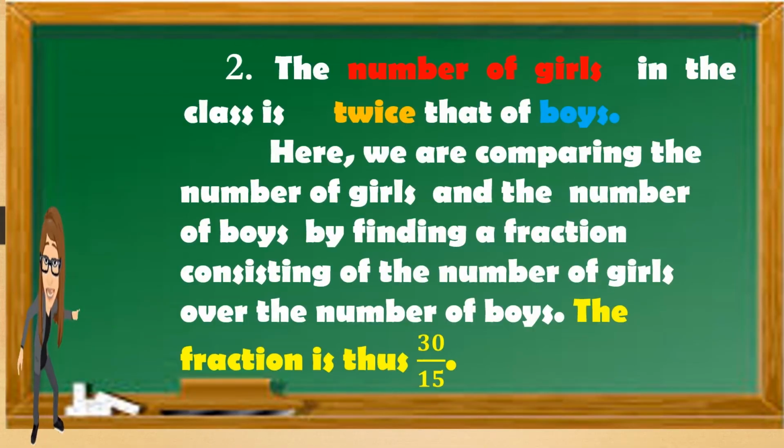Now let's go to number 2. The number of girls in the class is twice that of the boys. Here we are comparing the number of girls and the number of boys by finding the fraction consisting of the number of girls over the number of boys. So the fraction is 30 over 15.